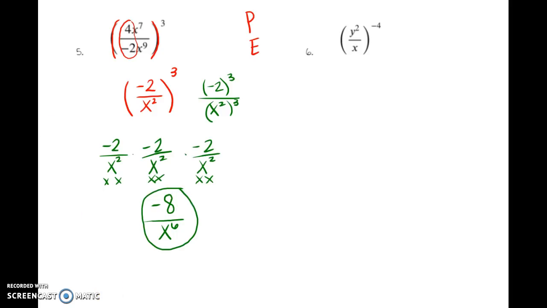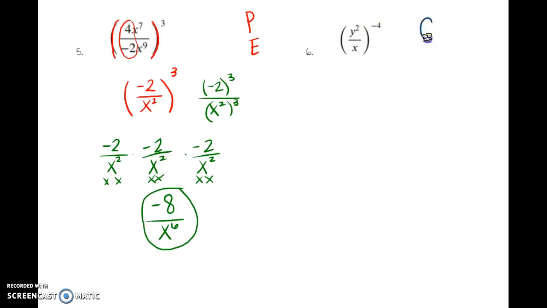The last one is a challenge one. I just wanted to see what you would do with this one. It's different because we have a fraction being raised to a negative exponent here. So unfortunately, inside the parentheses, there's nothing that I can do to simplify it. So I'm just going to have to start working with the negative exponent.